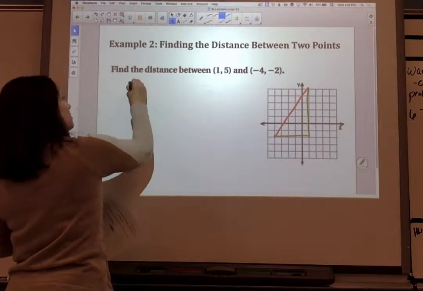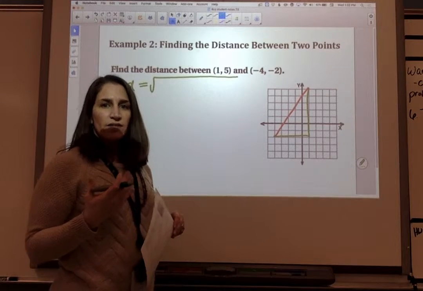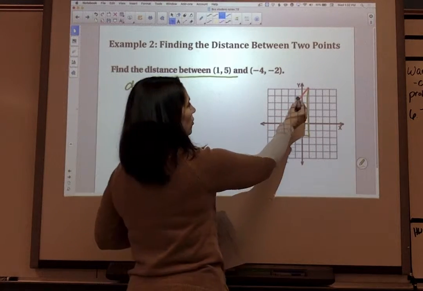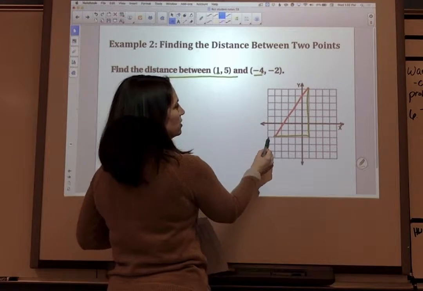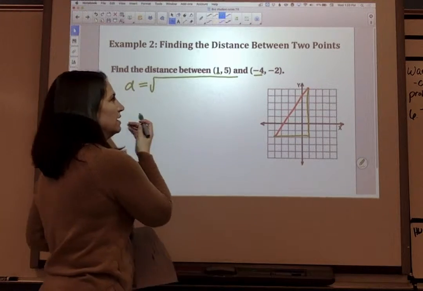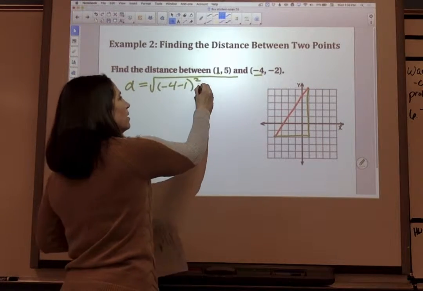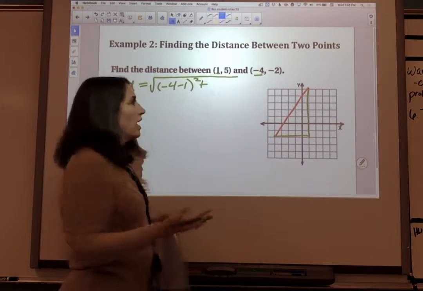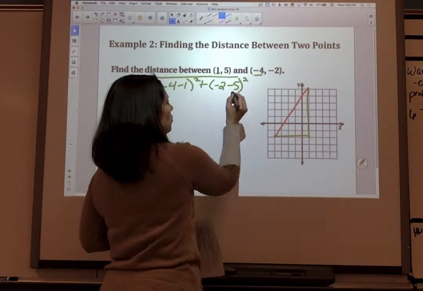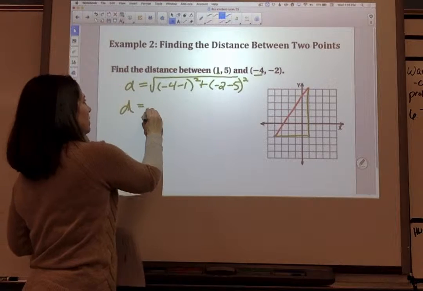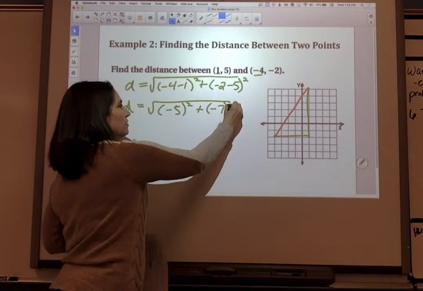So let's start with distance equals the square root. Now we're going to subtract our two x values because we had x2 minus x1. So x2 we'll use as -4 and x1 is 1. So the distance between those two x values is 5, but we'll write it down as (-4 minus 1) squared, plus, now we're going to subtract our two y values. So we'll have (-2 minus 5) squared. Then we'll simplify that to (-5) squared plus (-7) squared.